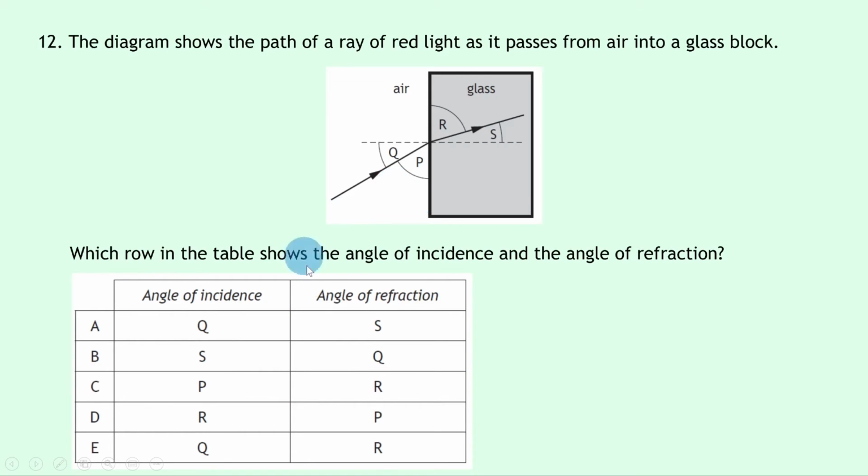And remember the definitions of angle of incidence and angle of refraction. The angle of incidence is the angle measured between the normal and the incident ray. So that's going to be this angle Q here. And the angle of refraction is going to be the angle measured between the normal and the refracted ray, which is going to be S. So we've got Q and S, which is option A.